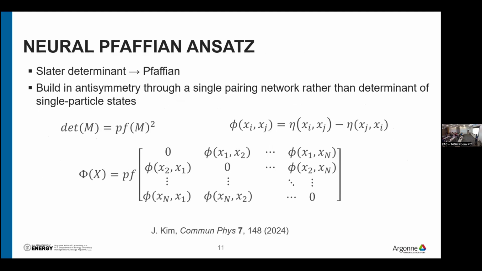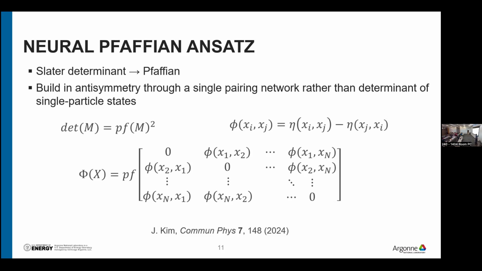The more recent architecture that we've used is something called an Earl-Pfaffian ansatz, where the Slater determinant is replaced with a determinant's close cousin called a Pfaffian. And instead of having these single particle wave functions, we have just a single pairing network, is what we call it, this eta here. And I state without proof that if you construct this phi, which is antisymmetric eta, and put it into a matrix of the form shown and take the Pfaffian, that it is antisymmetric. If you want to talk about that during a break, I'm happy to, but I'm not going to try and prove it in 30 minutes.